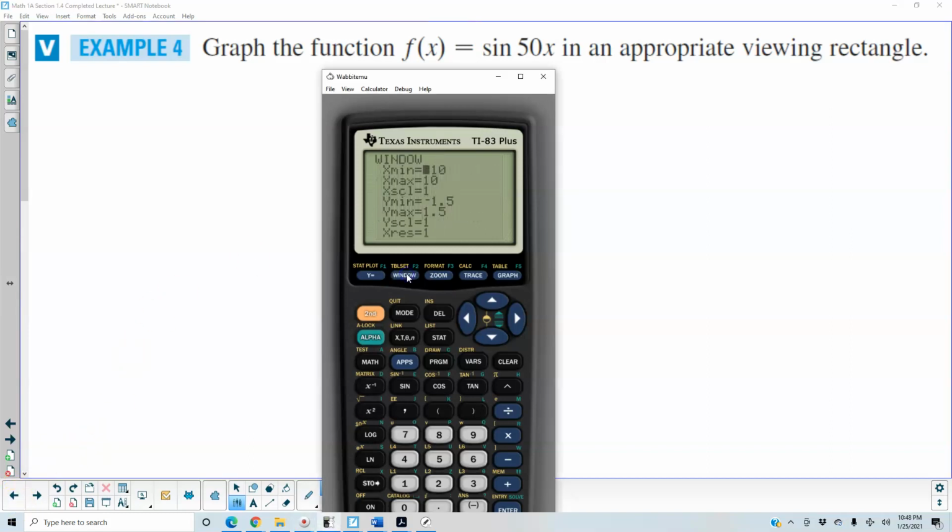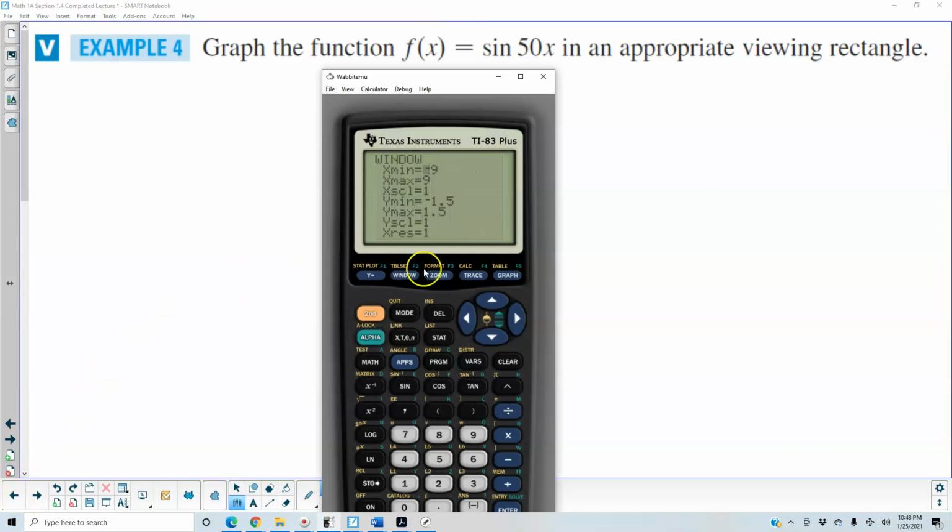Now let's try changing that to, let's say, negative 9 and positive 9, because we're going to keep the y minimum and y max at negative 1.5 and 1.5. Let's go ahead and graph. Okay, so again, now it's taking a different shape. You can see here that with those different changes, you're seeing a different look of the graph. Let's try another window.